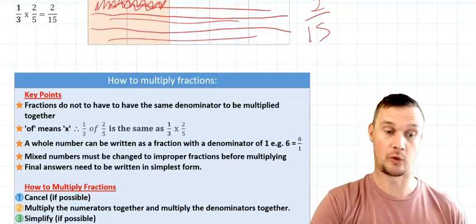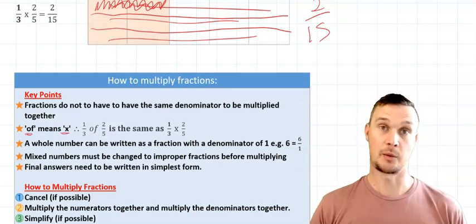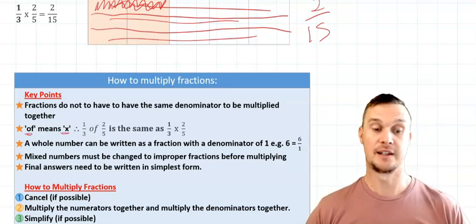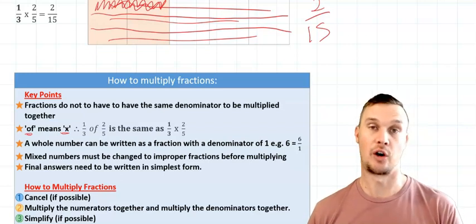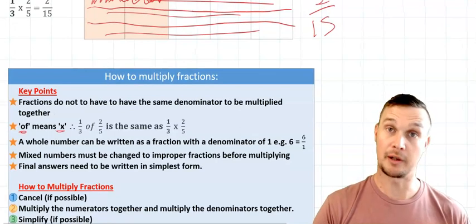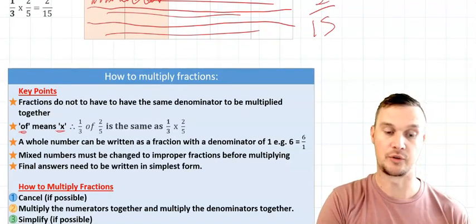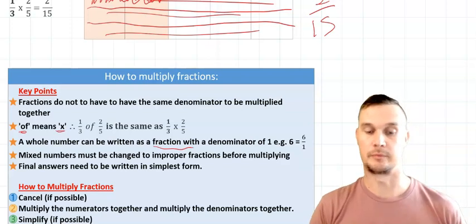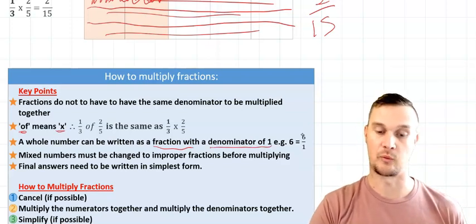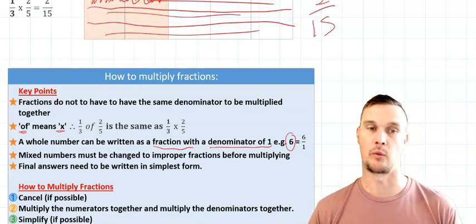As I said before, the term of means times and vice versa. So when we say 1/3 of 2/5, it's the same as saying 1/3 times 2/5. That's going to become really important later on. Now, if you're multiplying a fraction by a whole number, we can convert that whole number to a fraction by putting it over a denominator of 1. For example, 6 as a fraction is written as 6/1.